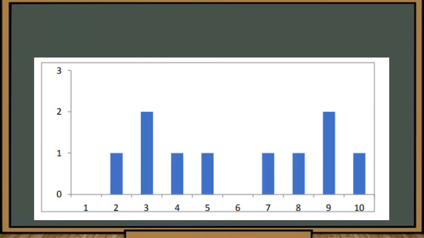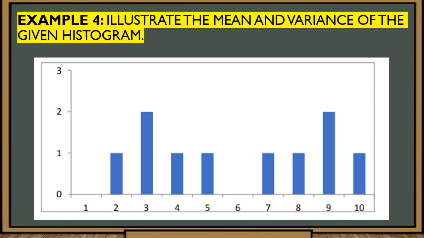So we have here another example for you to understand how to illustrate the mean and variance better. Again, we're going to illustrate the mean and variance of the given histogram. You have noticed here we have the values of x. So we have here 2, 3, 4, 5, 7, 8, 9, and 10.